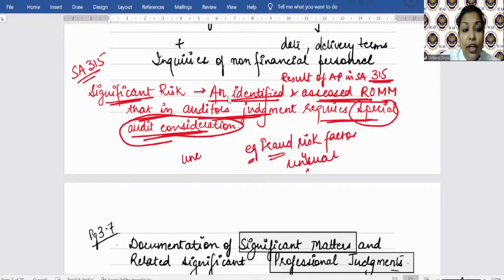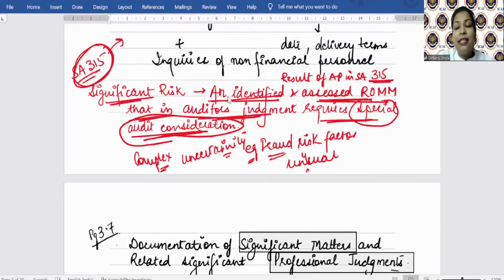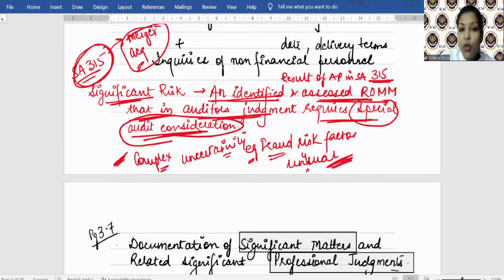Or let me just give you some other example also. Where a huge uncertainty is involved, or where any complex transaction is there. For example, when the auditor was performing audit procedures under SA 315, he identified and assessed a risk that during the year the company has entered into a merger and acquisition with another company. So this is a complex transaction. This is something unusual that has happened during the year. Now this requires the auditor's special audit consideration. So this poses what? Significant risk for the audit, right?